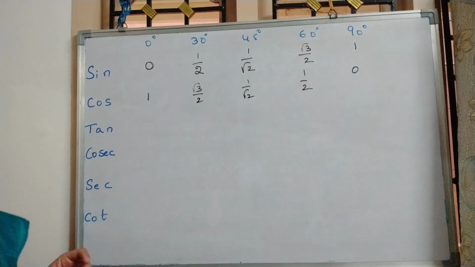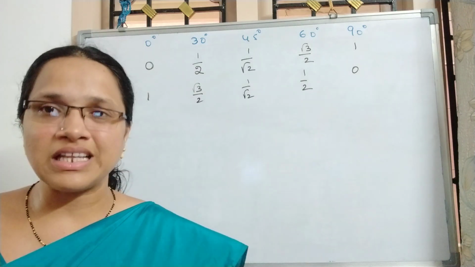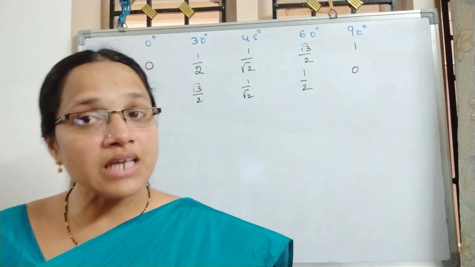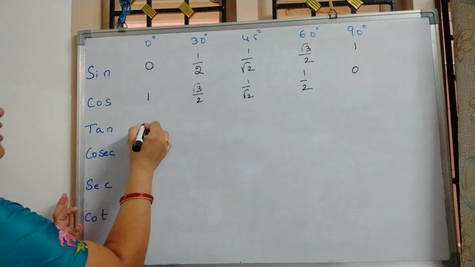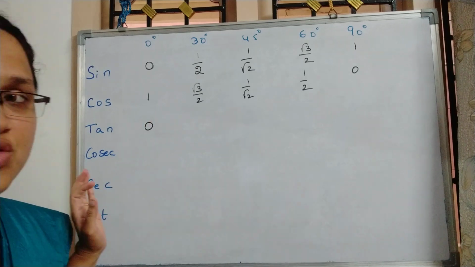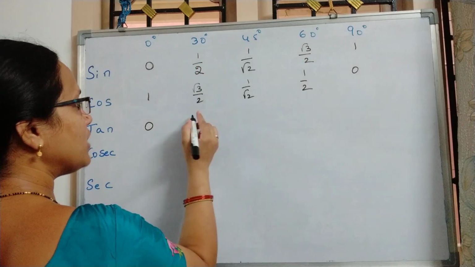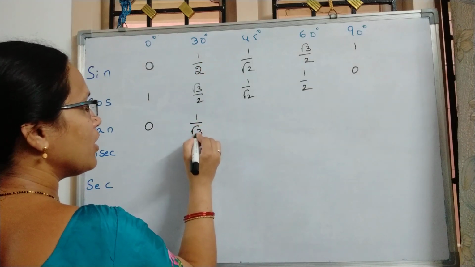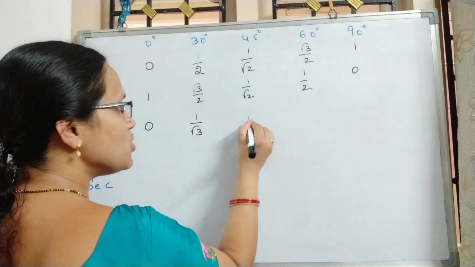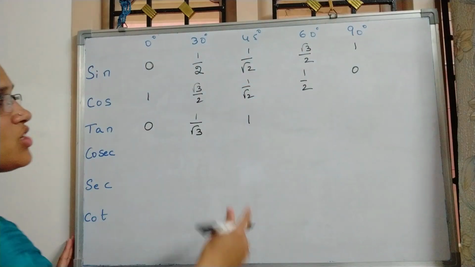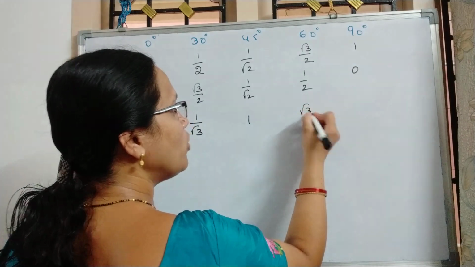Next, coming to the tan. As we have discussed earlier, tan is nothing but sine by cos. Yes or no? So 0 by anything will give you only 0. 1 by 2 divided by root 3 by 2 gives you 1 by root 3. 1 by root 2 divided by 1 by root 2 gives you 1, so they get cancelled, children. Root 3 by 2 divided by 1 by 2 gives you root 3.